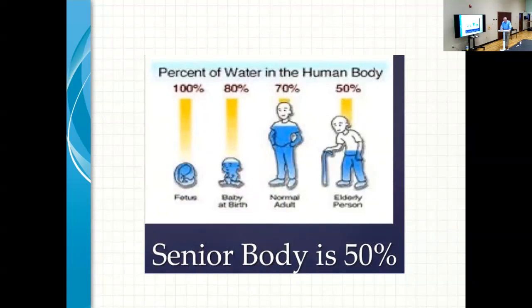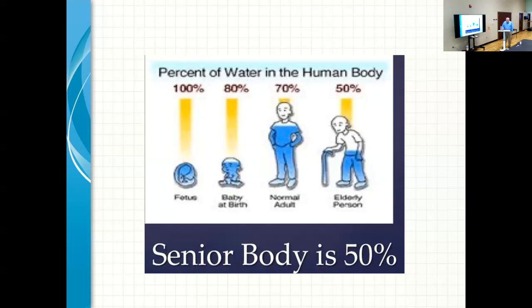Okay, this is the amount of water in the human body over the course of a lifetime. What always amazes me is that the fetus in the womb is 100% water, and at birth it goes to 80%. A normal adult will have anywhere from 75 to 70% hydration in the body, but in senior years it drops off dramatically, down to about 50%.